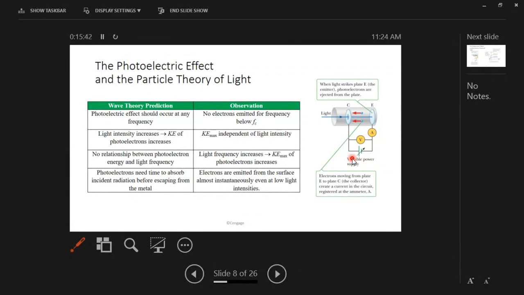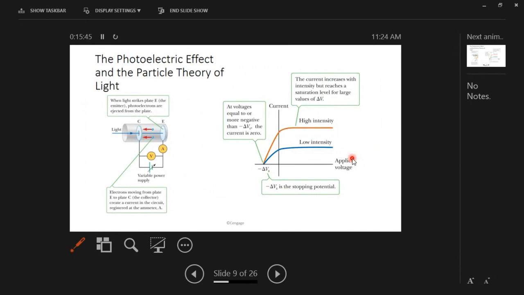Another thing that physicists observed was a relation between the stopping potential and the frequency. They realized that if you increase the intensity, the current that they receive here is going to increase. That's actually something that classical theory can explain, because more intensity means more energy for the electrons, so electrons would go faster, so you have more current.